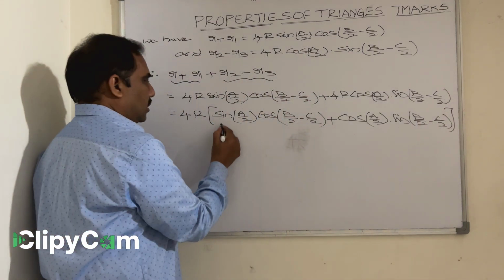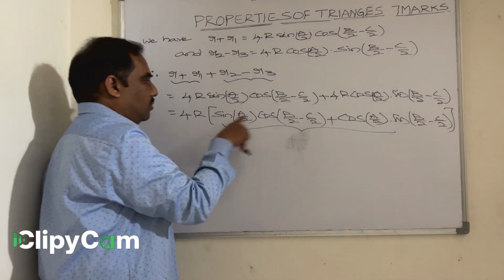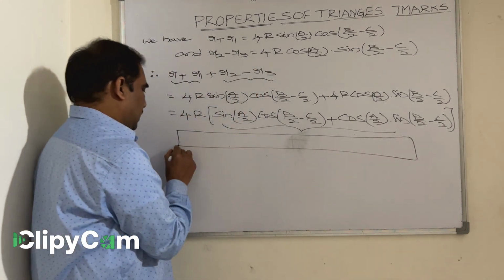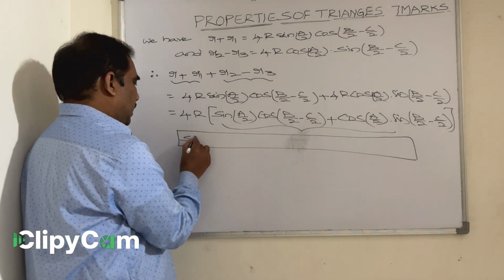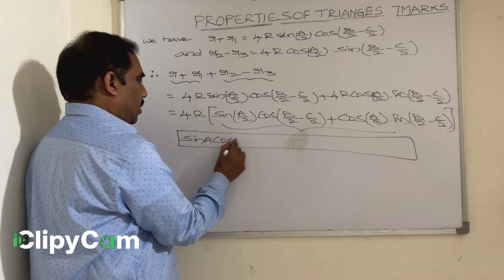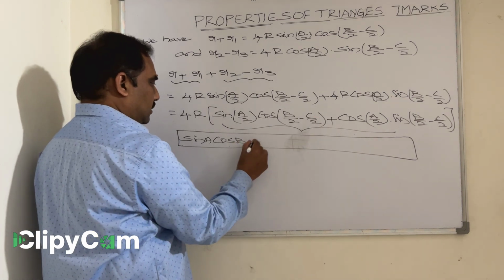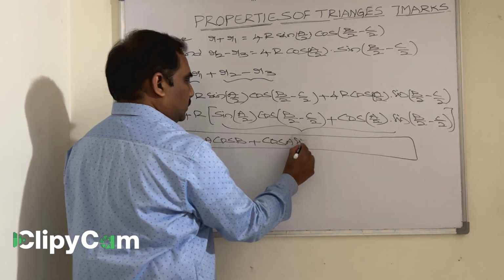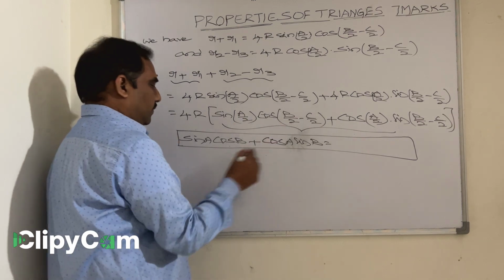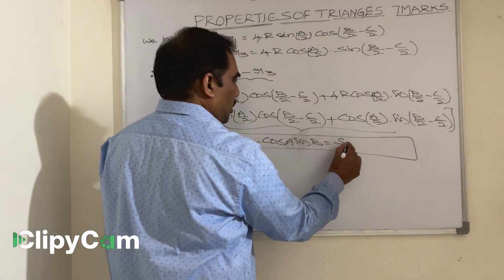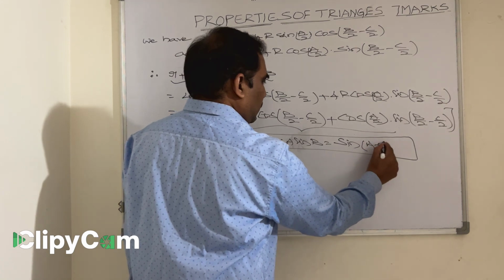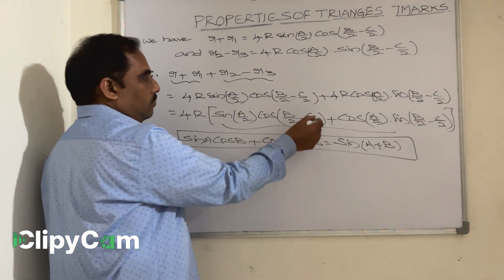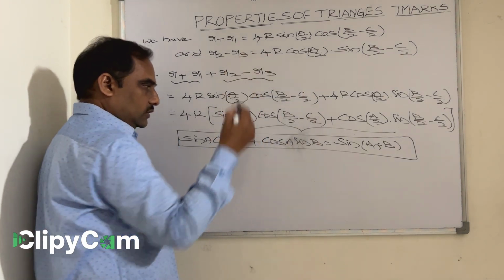See, observe here within the bracket, it is in the form of sin A cos B plus cos A sin B. So what is the formula for sin A cos B plus cos A sin B? We have sin of A plus B. What is A here? A is A by 2. B is completely B by 2 minus C by 2.